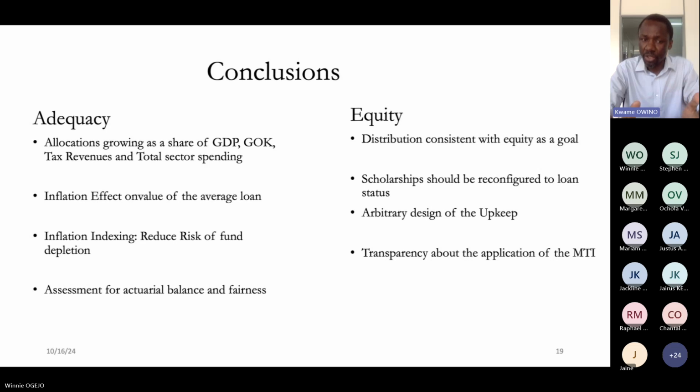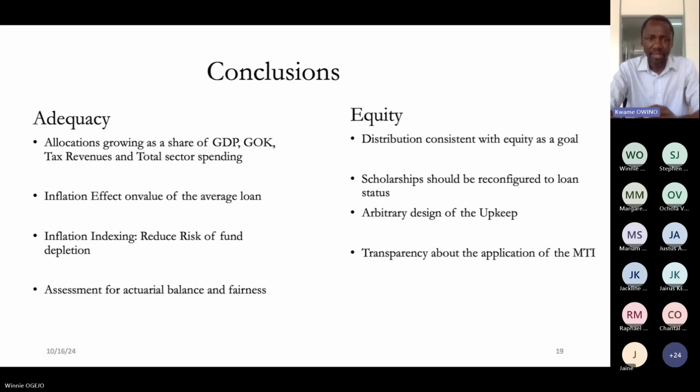Inflation, GOK spending as a share of tax revenues and as a share of total Government of Kenya spending. So what that means is the supply of resources, measured in both nominal and real terms, has been growing. Whether you cut it by its share of GDP, by total government spending, by tax revenues, by total public sector spending, and total education sector spending. So that's an important thing.